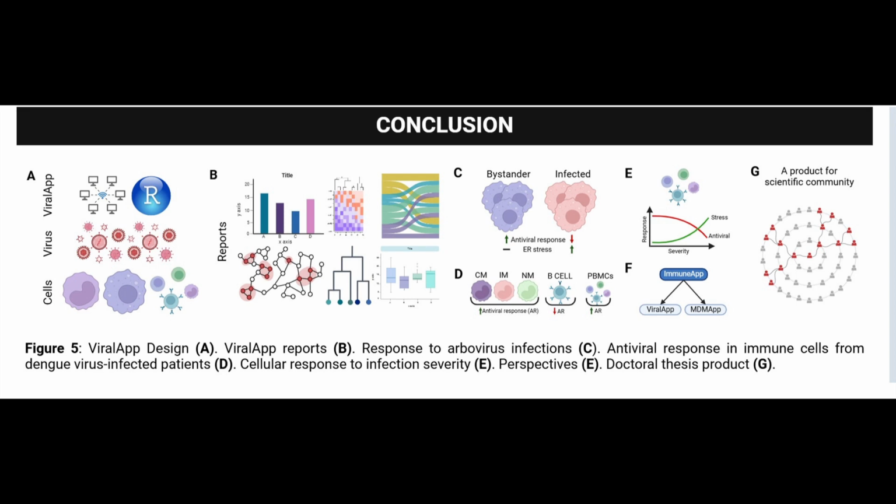For example, using Viral App, we can see that bystander cells exhibit a stronger antiviral response, while infected cells show a more stressed profile. Additionally, in patients, monocytes and PBMCs demonstrate genes involved in the antiviral response, while B cells have fewer of these genes. Furthermore, in severe dengue cases, genes involved in stress responses are upregulated, while those involved in antiviral responses are downregulated.